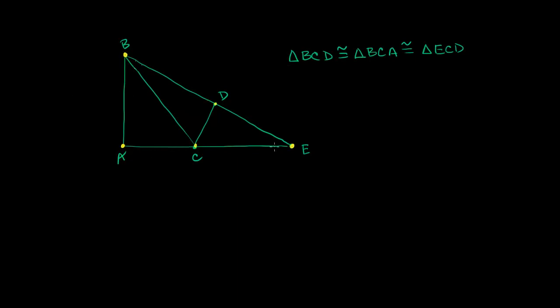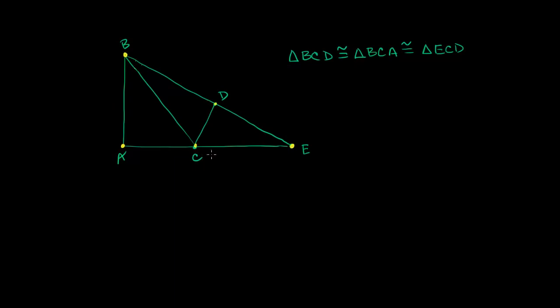So we have this larger triangle here, and inside of that we have these other triangles. And we're given this information right over here, that triangle BCD is congruent to triangle BCA, which is congruent to triangle ECD. And given just this information, what I want to do in this drawing is figure out what every angle is. What's the measure of every angle?